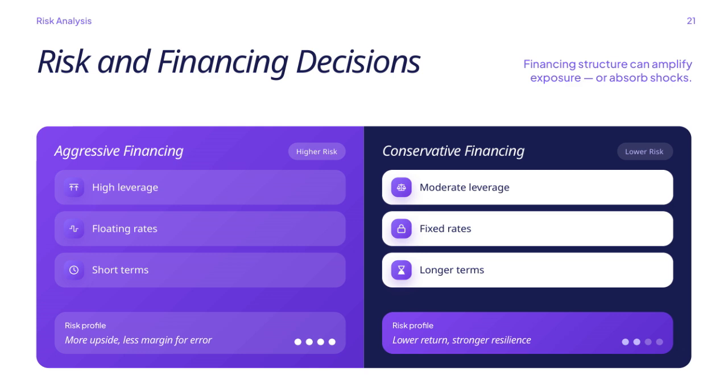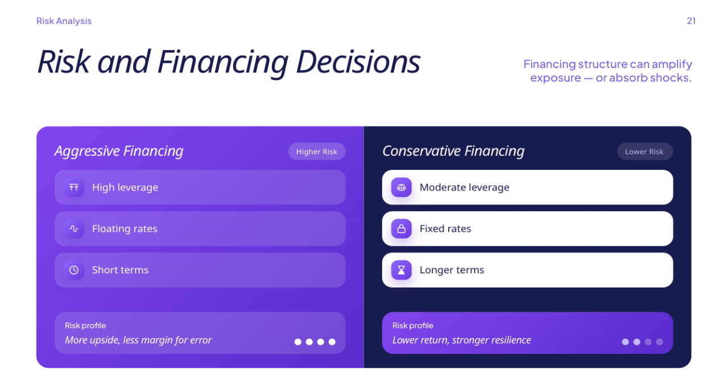On the other hand, conservative financing involves lower risk with moderate leverage, fixed interest rates, and longer-term debt. This strategy tends to provide lower returns but builds stronger resilience against economic downturns and unexpected shocks. Balancing these approaches is crucial in managing the overall risk profile of the company. Effective risk analysis helps identify which financing structure aligns best with the company's goals and risk tolerance, ensuring financial stability and growth potential.